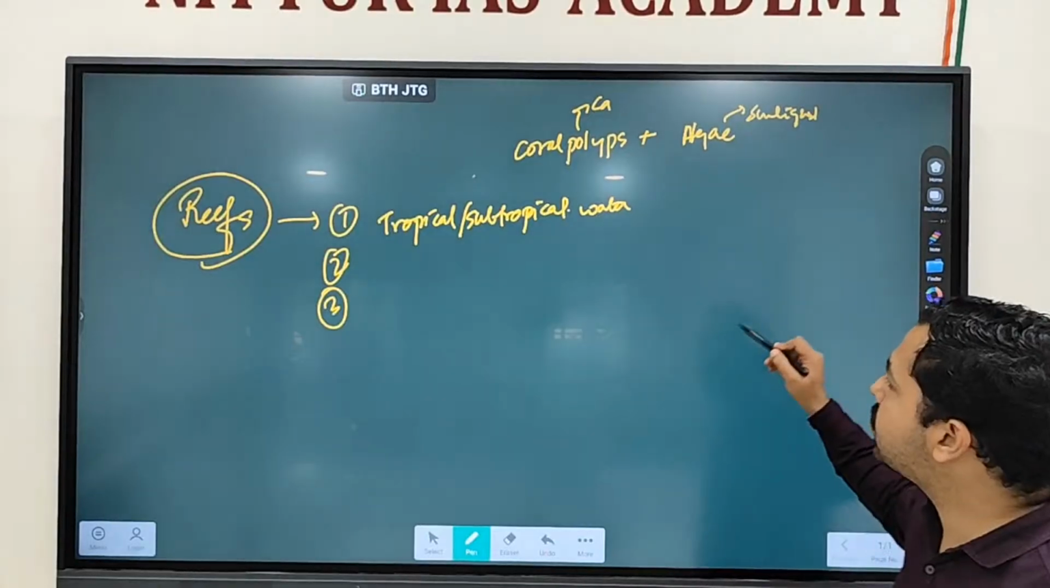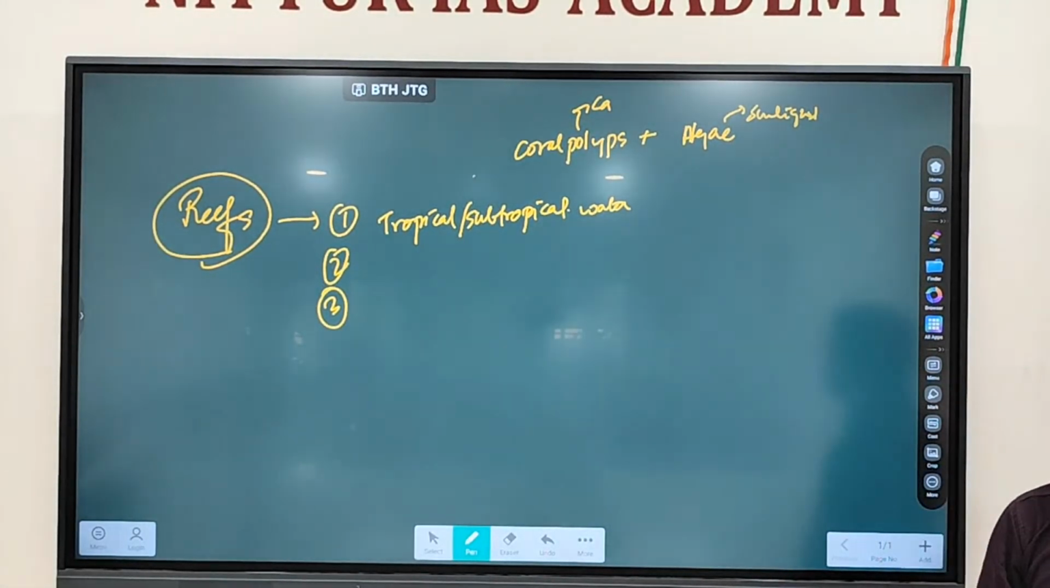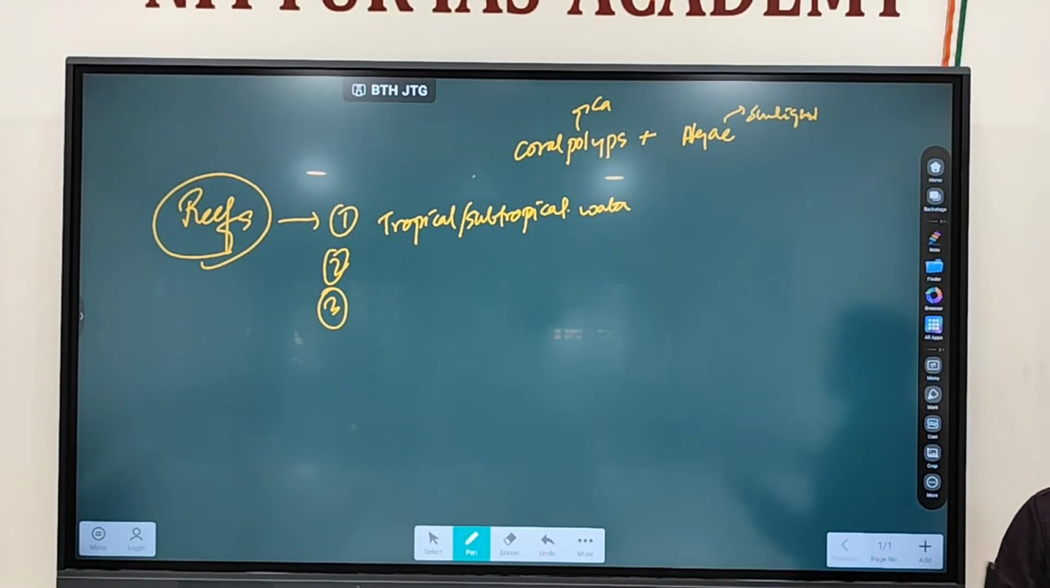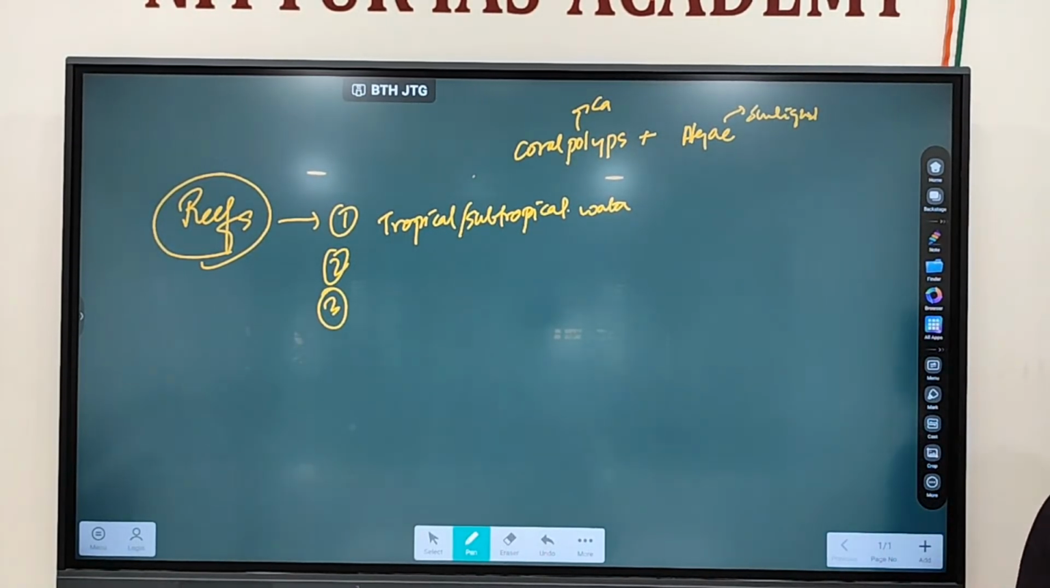As you move towards the temperate region or polar region, what will happen? Sunlight decreases. When sunlight decreases, algae will not be okay getting in association with the coral polyps. Clear? So the majority of coral reefs are found in the tropical or subtropical region, because a greater amount of sunlight is present in this region.